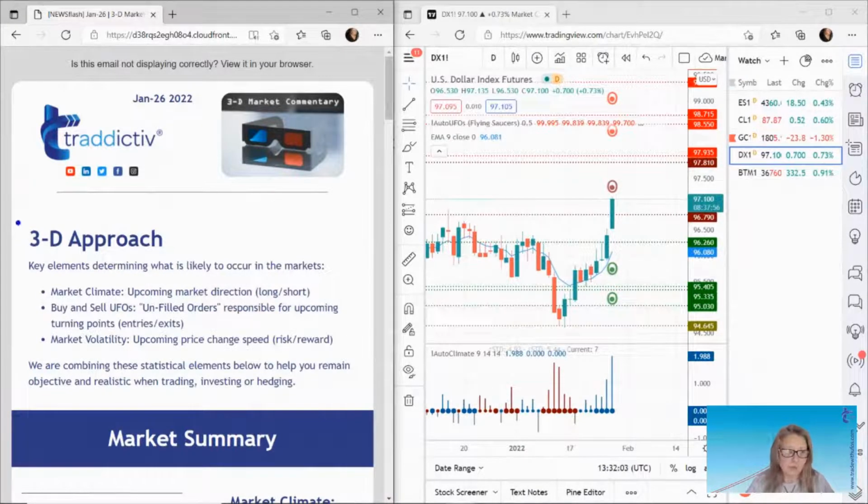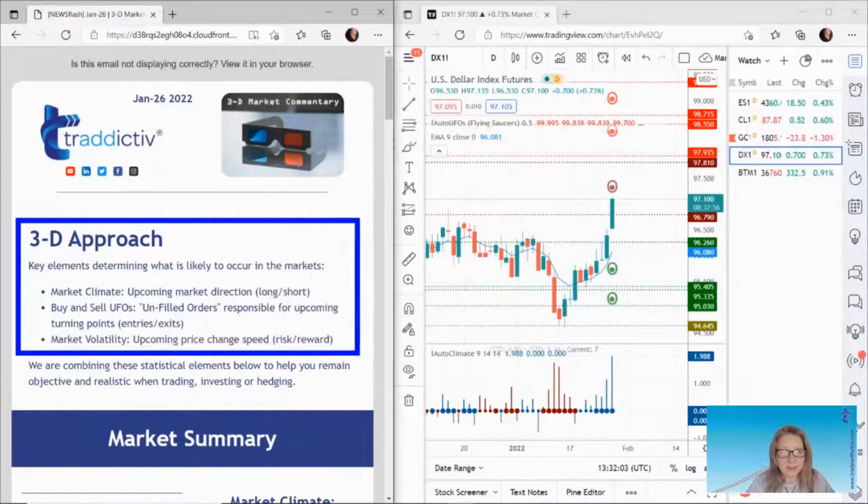So just as a quick summary here, the three different elements that we look at are here. The first one is market climate. For each of the markets that we look at, we want to know, where is that market likely to go? Is it likely to go up, down, or nowhere? How do we know the answer to that? We use an app called AutoClimate. It's a free app on most platforms, and that gives us an indication as to where those probabilities might be.